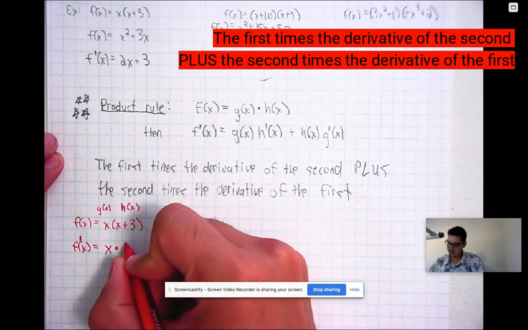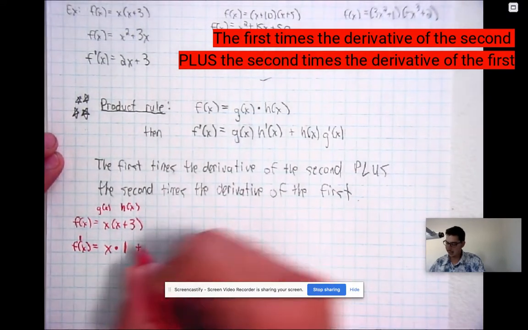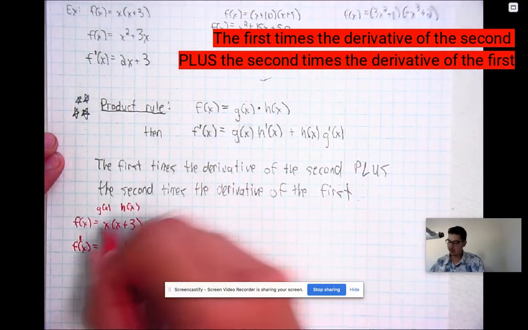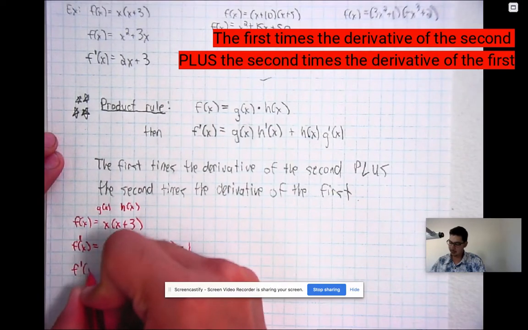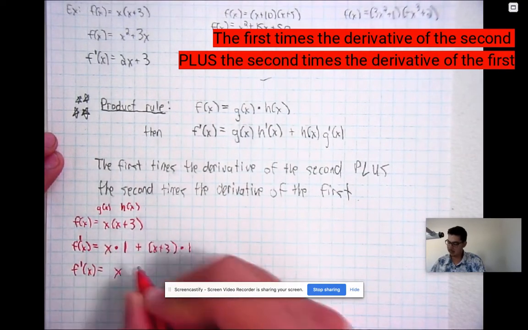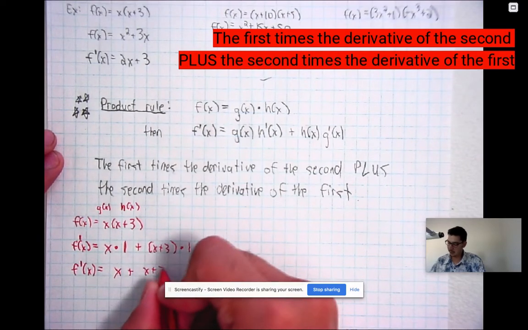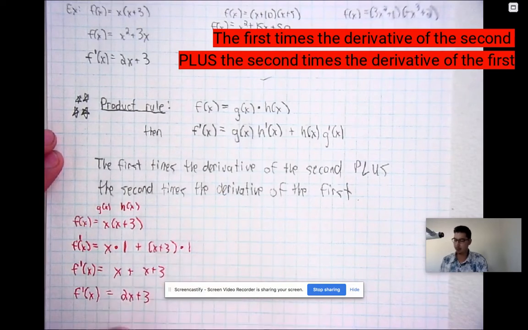Well, what's the derivative of x plus 3? Well, that's just 1. Plus the second times the derivative of the first, which the derivative of x is just 1. And what we get if we clean this up is we get 1 times x, which is x, plus x plus 3. And simplified that, notice how we get 2x plus 3, the same thing we got up here.